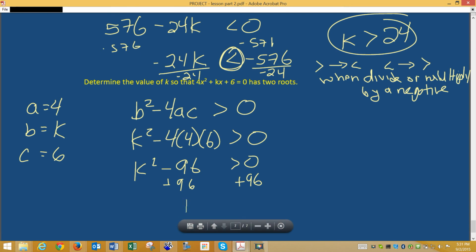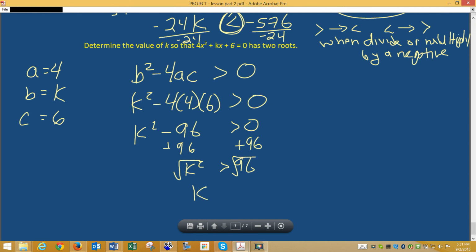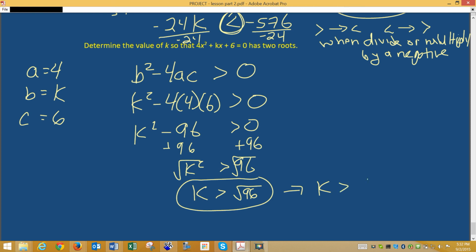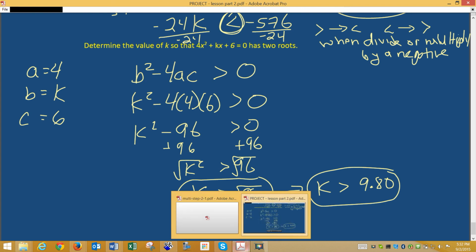And if I just add 96 to each side, I get that k squared is greater than 96. So I just need to take the square root. And I get that k is greater than the square root of 96. You can leave it like that as an exact answer, or you can also type that into your calculator and tell me that k is greater than about 9.80 if you round. Either of those answers will be acceptable. And that is the end of our lesson for section 2.